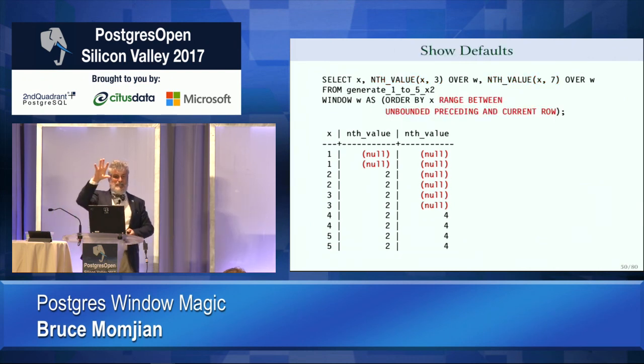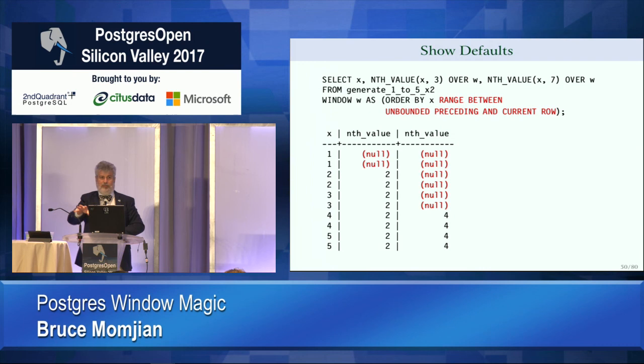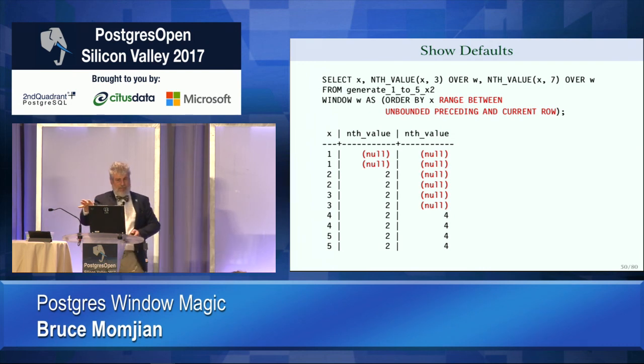Again, this is because these are working on frames. This is default because I didn't specify the frame. It is using this default frame clause, which explains why we're getting the values we're getting. Okay.